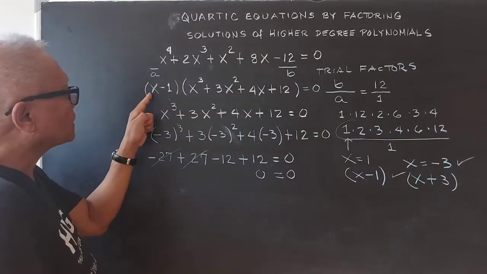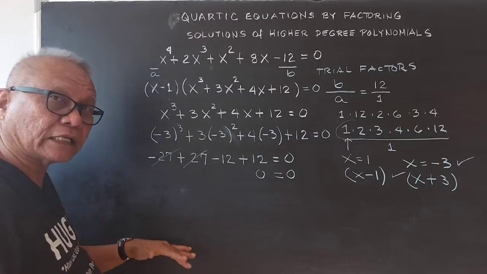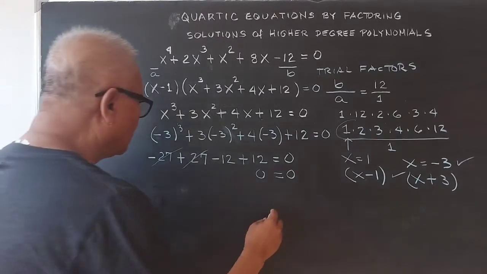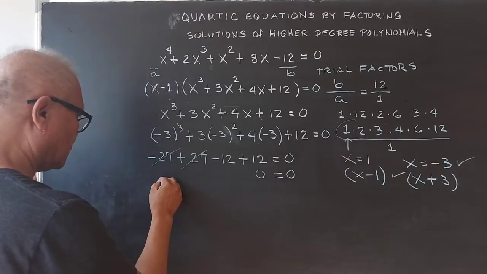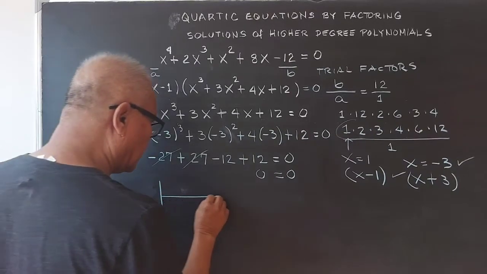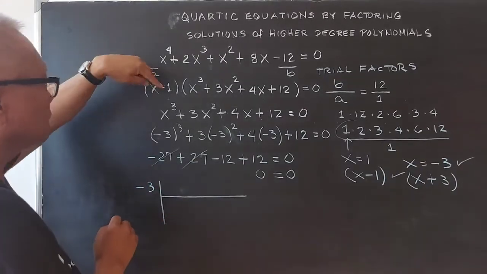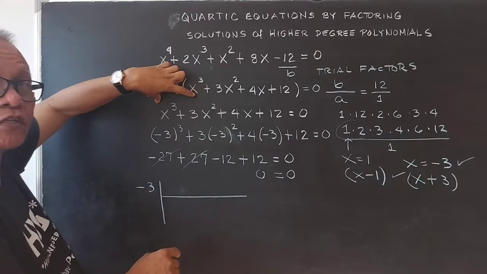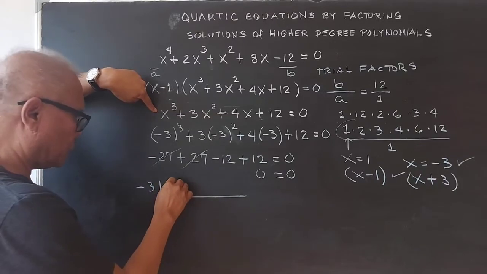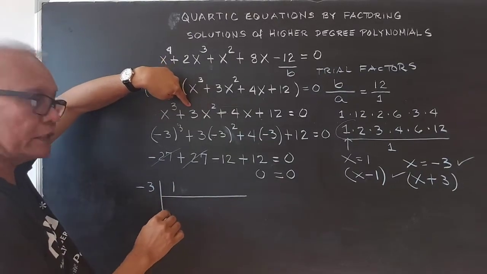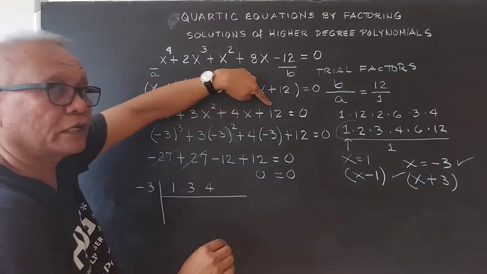Okay. So, we have x minus 1 times x plus 3, but what is the quadratic expression now? So, let's have our synthetic division again. We have negative 3, so we put it like this. Okay, so we have x equals negative 3, and let us put here all the numerical coefficients of our cubic expression. X cubed is 1, positive. X squared is 3. X is 4. And the constant is 12.